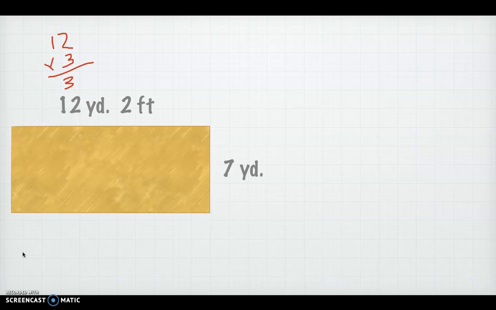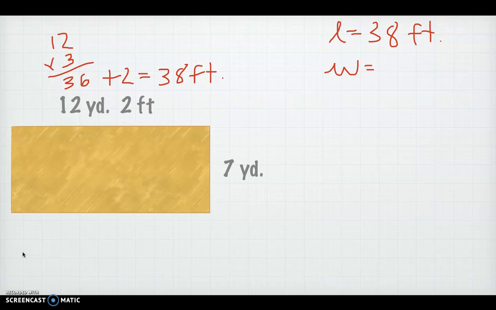That's going to be 36. Remember to still add that 2 feet, so I'm going to add plus 2, giving me an answer of 38 feet. So my new length of the rectangle is going to be 38 feet. Looking at my width, it is 7 yards. I have to change it to feet, so I'm going to multiply 7 times 3. 7 times 3 equals 21, not 21 yards, 21 feet. And that's going to be my new width, 21 feet.